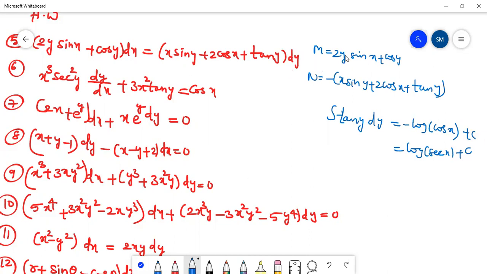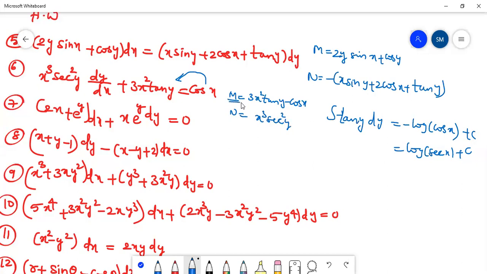It's over. Next, the sixth one: this cos x is taken to the left side, and only then can you take the LCM or the cross product. In this, M is equal to 3x square tan y minus cos x, and N equal to x cube secant square y.